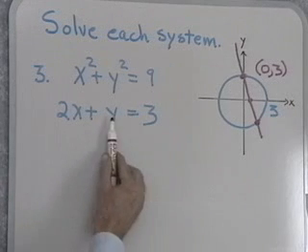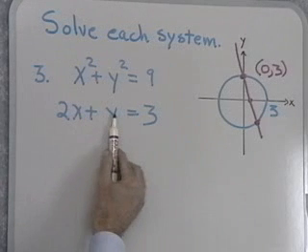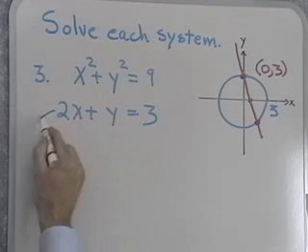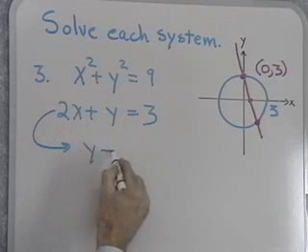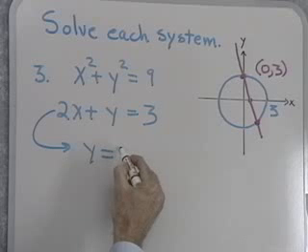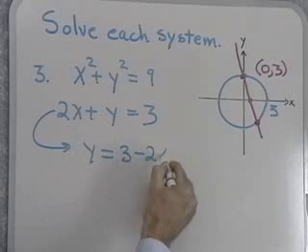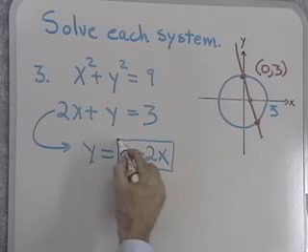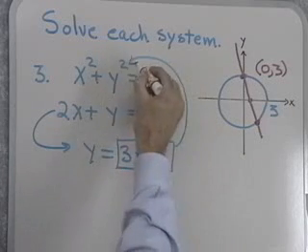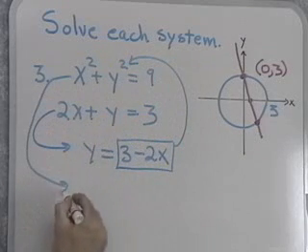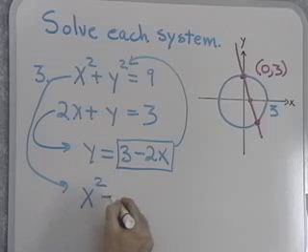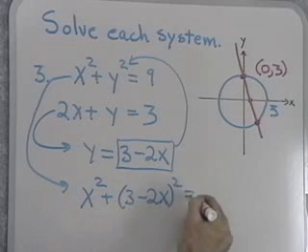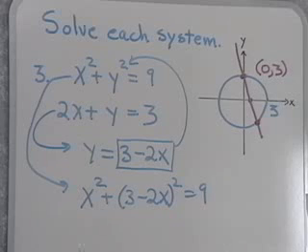I'm going to have to use substitution here because I have different powers of x and y in this equation than I do in this equation. So let's take this equation right here and solve for y. If I do that, I get y is equal to 3 minus 2x when I add negative 2x to both sides. Now I'll take this expression for y and substitute it into my second equation in place of the variable y. And so I get x squared plus (3 minus 2x) quantity squared, is equal to 9.